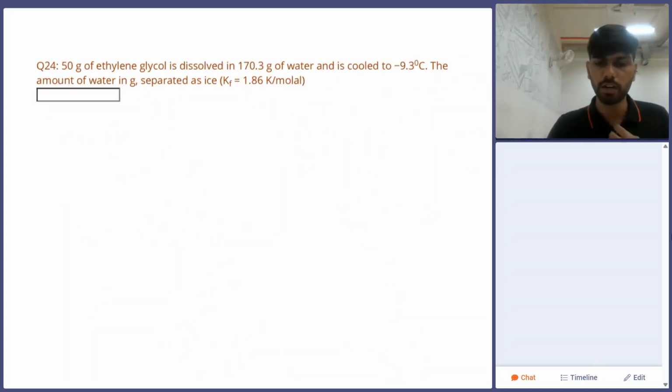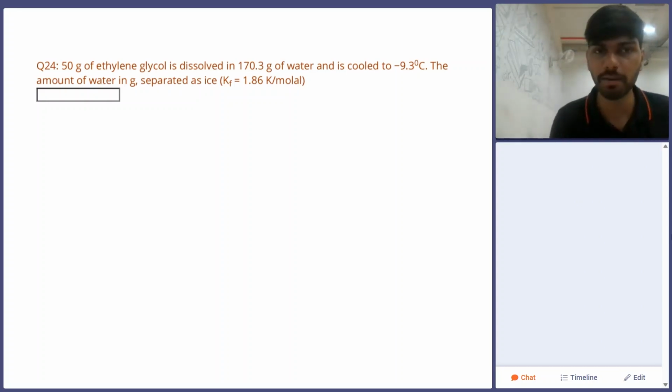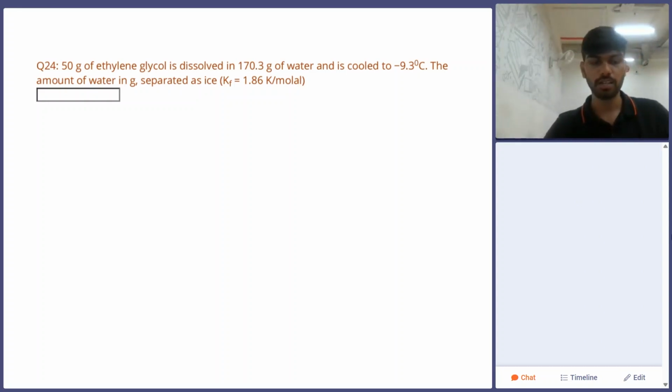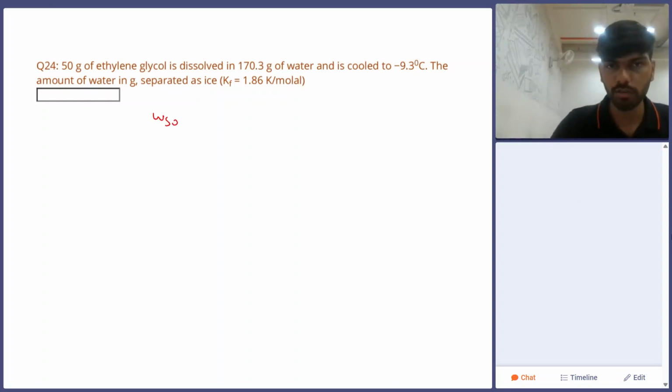Okay, next one. 50 gram ethylene glycol is dissolved in 173.3 gram of water and is cooled to minus 9.3 degrees Celsius. The amount of water in grams separated as ice. So the weight of solute is 50 gram. Now the solvent is 173.3 gram.